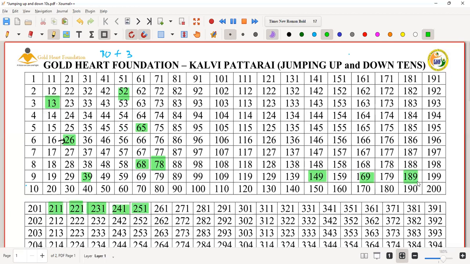Plus 20. If I'm going to select a number, 104, and add 22 to it, what I have to do is first take the unit digit, 2, and add 2. For adding 2, I have to move down. 106. Plus 20 is 126.